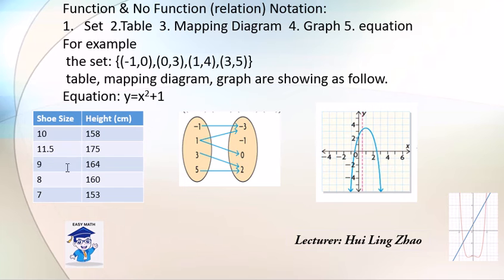And the table is right here. The first column is the independent variable. The second column is for the y value. And here is the mapping diagram. The first one, same thing, is the independent variable x. The second one is for the dependent y. The graph is shown here, put in the Cartesian coordinate system, and then the equation.